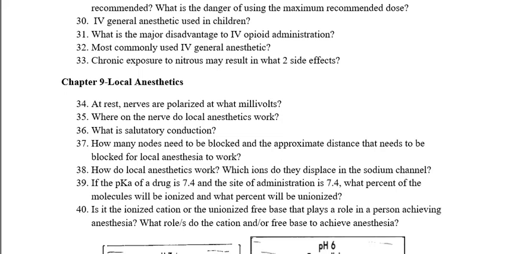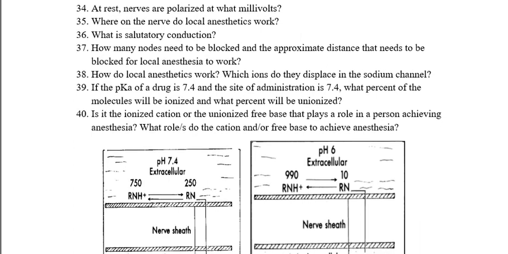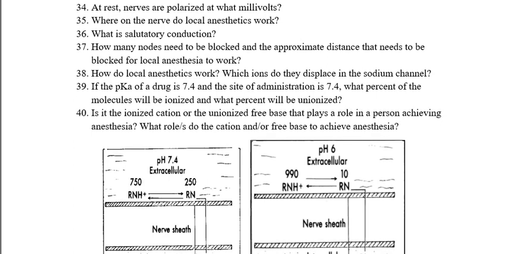Is it the ionized cation or the unionized free base that plays a role in the person achieving anesthesia? Both. So it's the unionized free base. Let me go here, the skinny one, remember? So the skinny one can slide on through the nerve sheath inside the nerve.